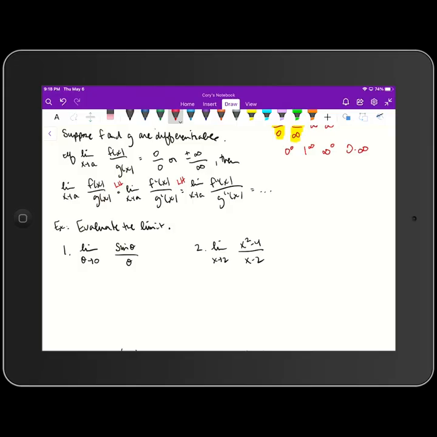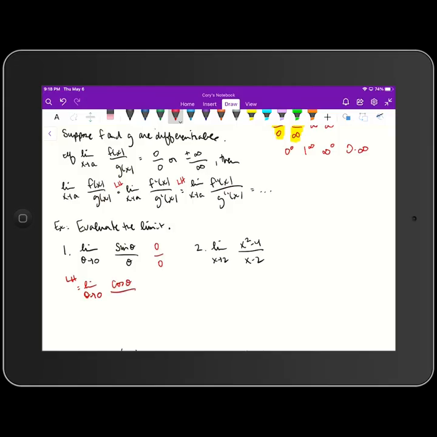When we take the limit as theta goes to 0, if we directly substitute 0 in the place of theta, we get the numerator to be the sine of 0, which is 0, and the denominator to be 0 as well. That is one of the indeterminate forms for which we can use L'Hopital's rule to evaluate the limit. If we use L'Hopital's rule, then that limit is going to be equal to the limit as theta approaches 0 of the derivative of the numerator. The derivative of the sine of theta is going to be the cosine of theta.